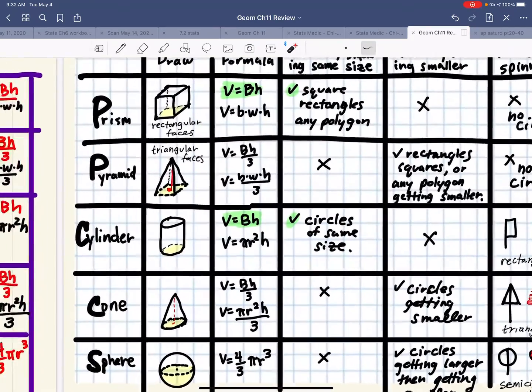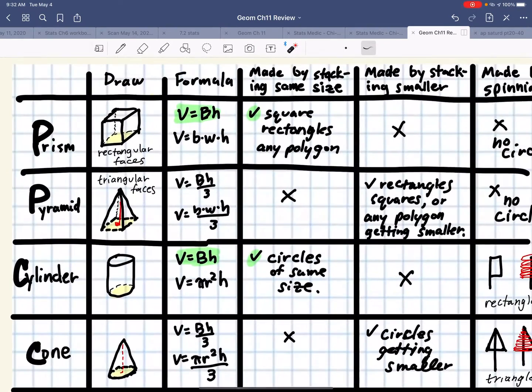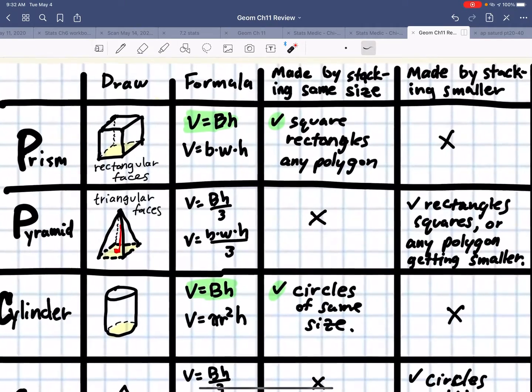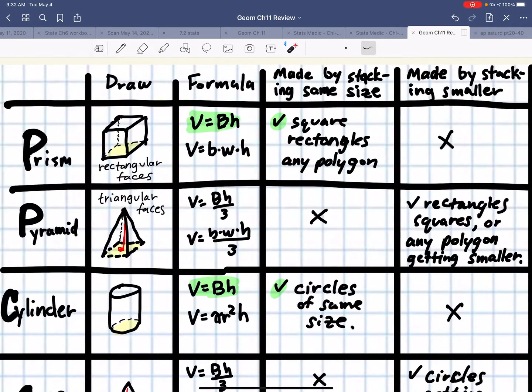So let's take a look at the next column. It says, made by stacking things that get smaller. These stay the same size, so we're not going to pick prism. Here, pyramids are made by things that are getting smaller. So rectangles, squares, or any polygon that's getting smaller. As we showed, I could show a triangle, and the triangle is getting a little smaller and a little smaller and a little smaller. That would be my triangular pyramid.